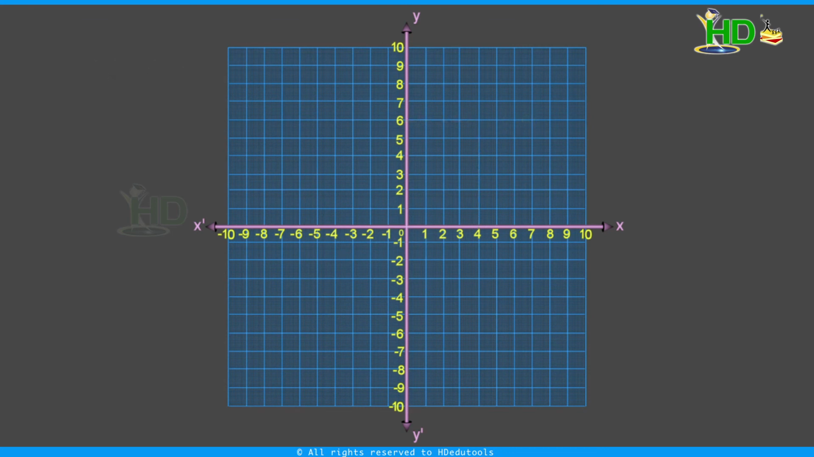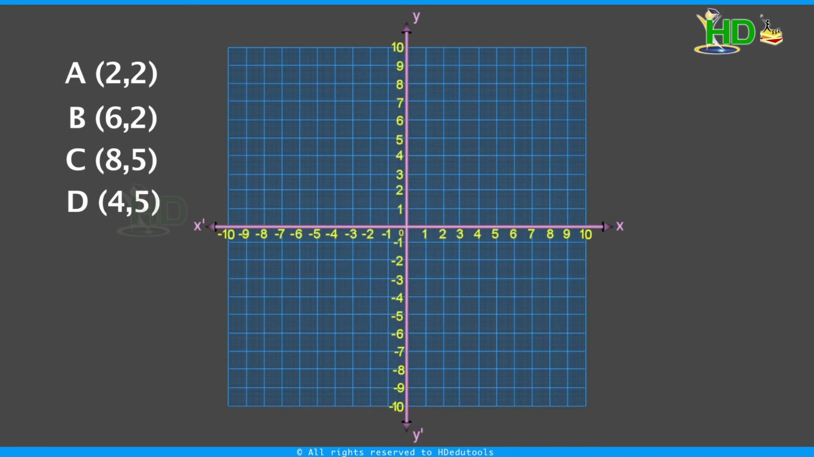Similarly, mark these points on the graph: A, 2, 2; B, 6, 2; C, 8, 5; D, 4, 5. This is A, 2, 2, 2 units along the x-axis, 2 along the y-axis. And B, 6, 2, 6 along the x-axis, 2 along the y-axis. C, 8, 5, 8 units along the x-axis, 5 units along the y-axis. D, 4, 5, 4 units along the x-axis, 5 units along the y-axis.